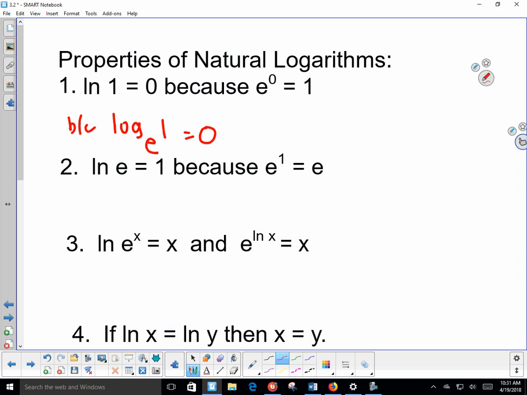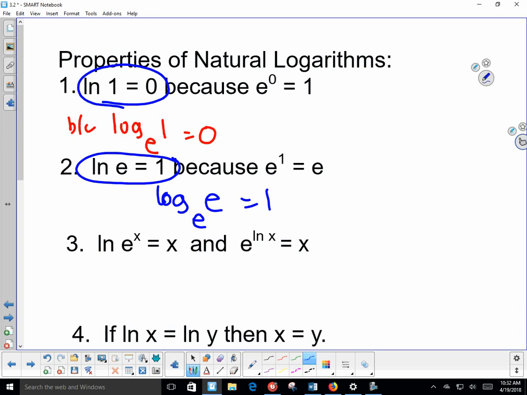Is that 1 or another one? This is log to the base e of 1. Oh, yeah. And then ln of e is always going to equal 1. And again, think of this as log to the base e of e. That's going to equal 1 because we're saying e raised to what power gives me e? 1. Right? So ln of e is always going to equal 1. ln of 1 is always going to equal 0.